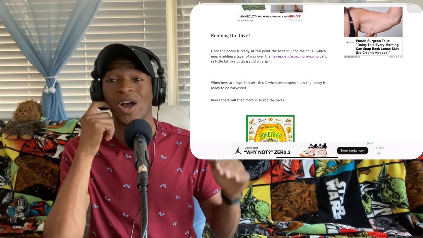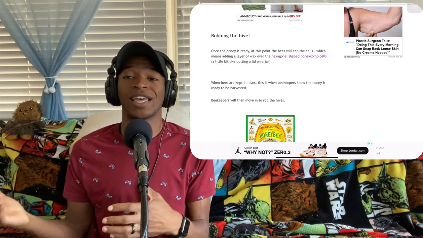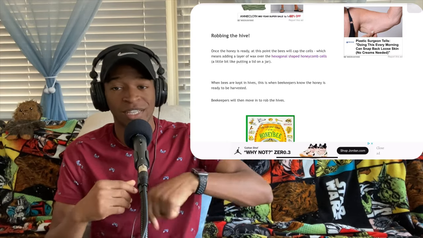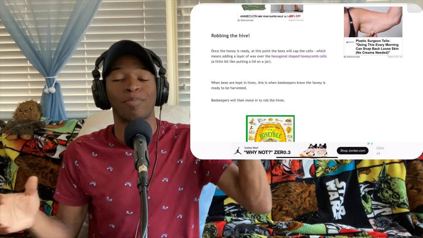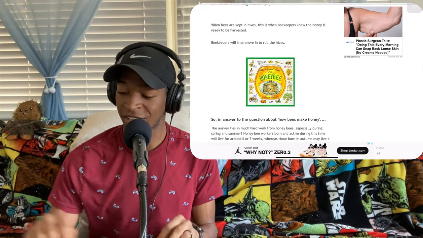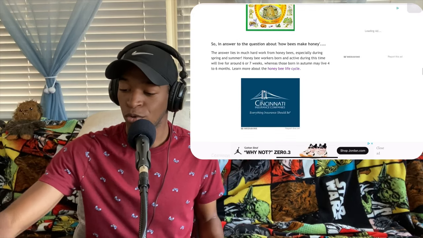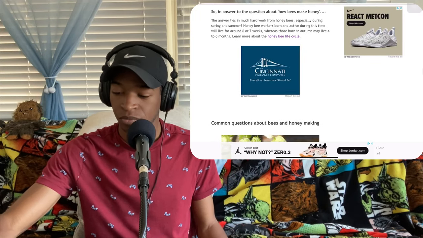The bees do everything, okay? They build the little storage containers, they put the honey in, they mix it up, they cool it, and then they put lids on, and they're like, hey, human dude, you want to come take this and sell it for a bunch of money? And he's like, yes, absolutely. Beekeepers will then move in to rob the hives.